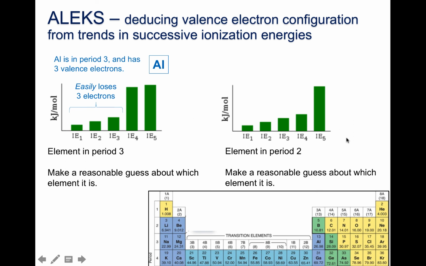In this next example, how many valence electrons do you think this atom has? Well, the values are relatively low up through IE4, and then there's a sharp increase to IE5. And so you would guess that this atom can easily lose 4 electrons, so it has 4 valence electrons. The question also tells us that it's in period 2, so we'll go to period 2 and find the element that has 4 valence electrons. So it's the one in group 4A, and that would be represented by carbon.